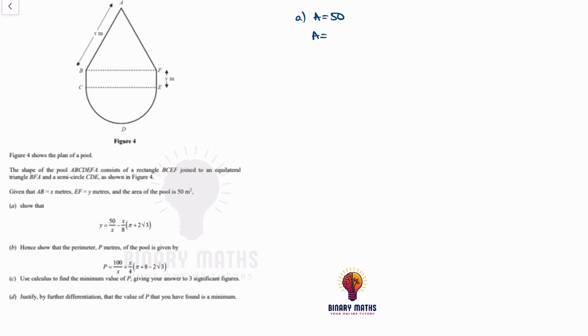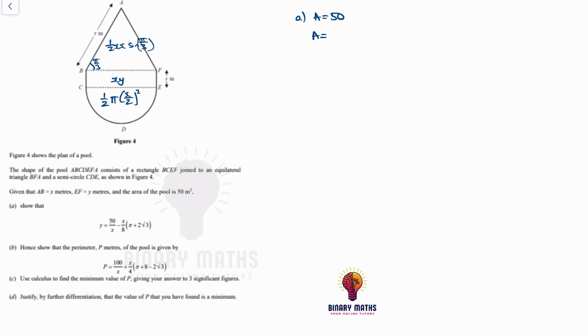This is obviously x times y, so this is x times y. This is going to be half a semicircle, so it's going to be pi r squared divided by 2. R will be half of x, so it's x over 2. Pi r squared divided by 2, which is half, so half pi (x over 2) squared. And an equilateral triangle, because I know this angle is equal to pi over 3 and this side is also equal to x, then half ab sine C tells me this is half x squared sine pi over 3.